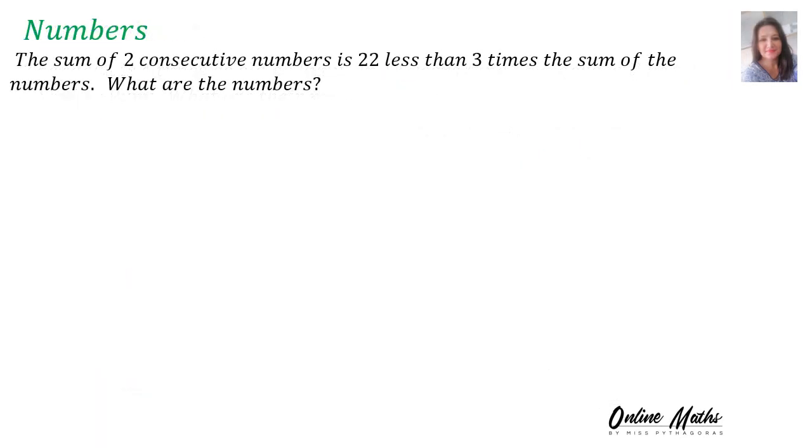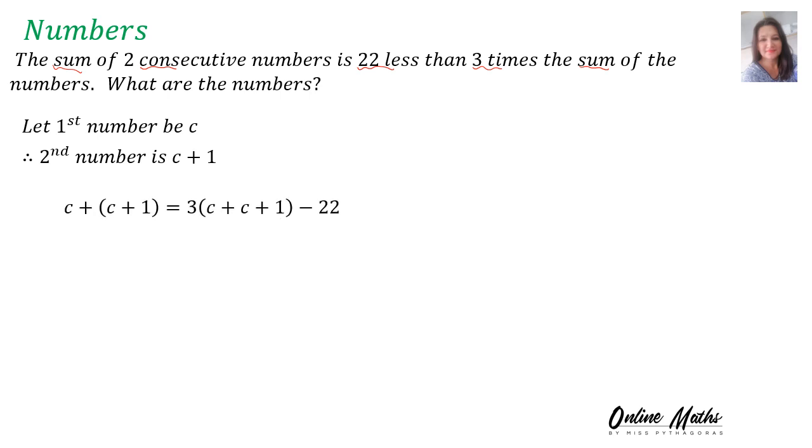Let's look at a word sum with numbers. The sum of 2 consecutive numbers is 22 less than 3 times the sum of the numbers. What are the numbers? Now let's start. Let's make the first number c, and then consecutive numbers means you actually add 1. So the second number will be c plus 1.